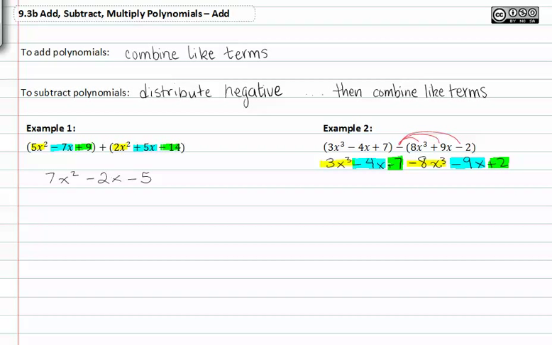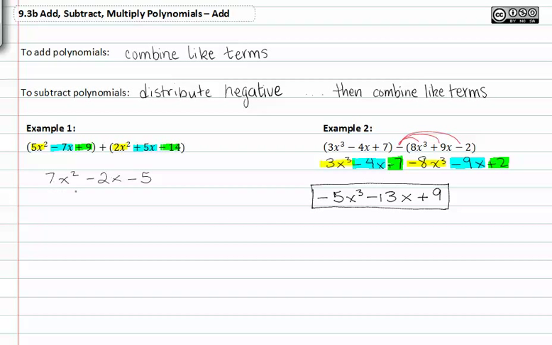3x to the third minus 8x to the third is negative 5x to the third. Negative 4x minus 9x is negative 13x. Positive 7 plus 2 is positive 9. And I no longer have any common terms or like terms to add together. So that is the simplified expression.